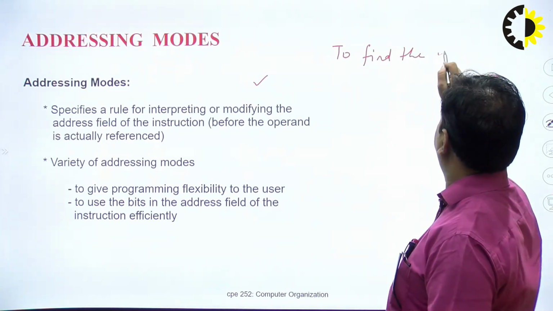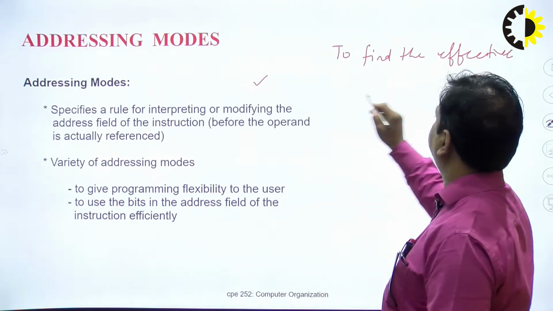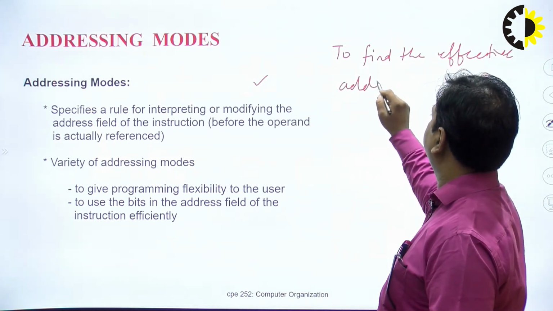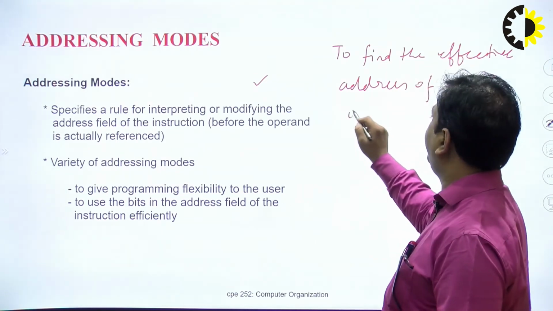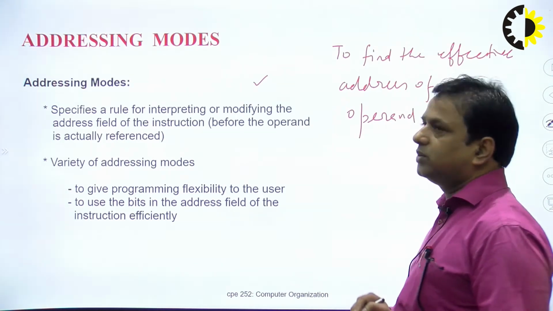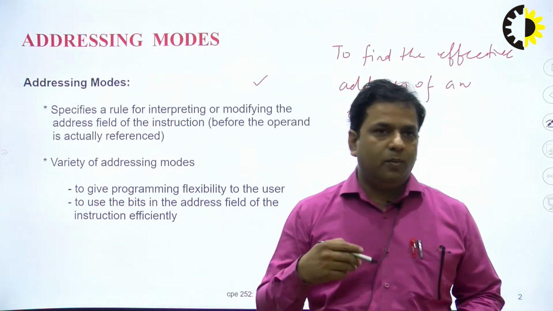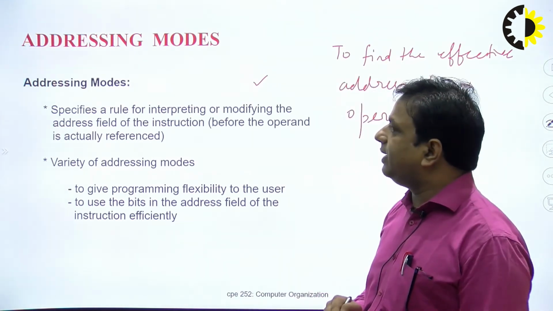of an operand. Right? So the effective address of an operand can be found in different modes. That's why we are learning what the different addressing modes are.